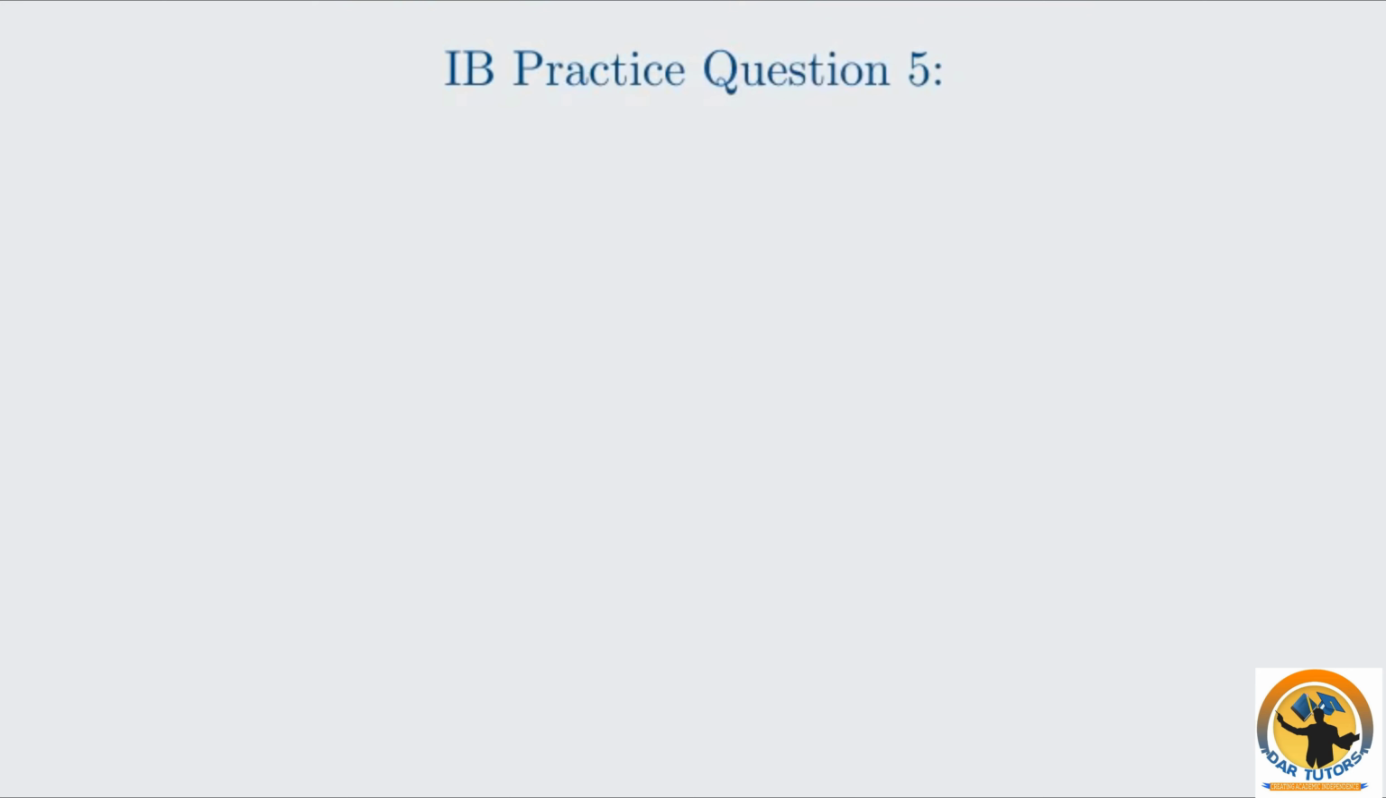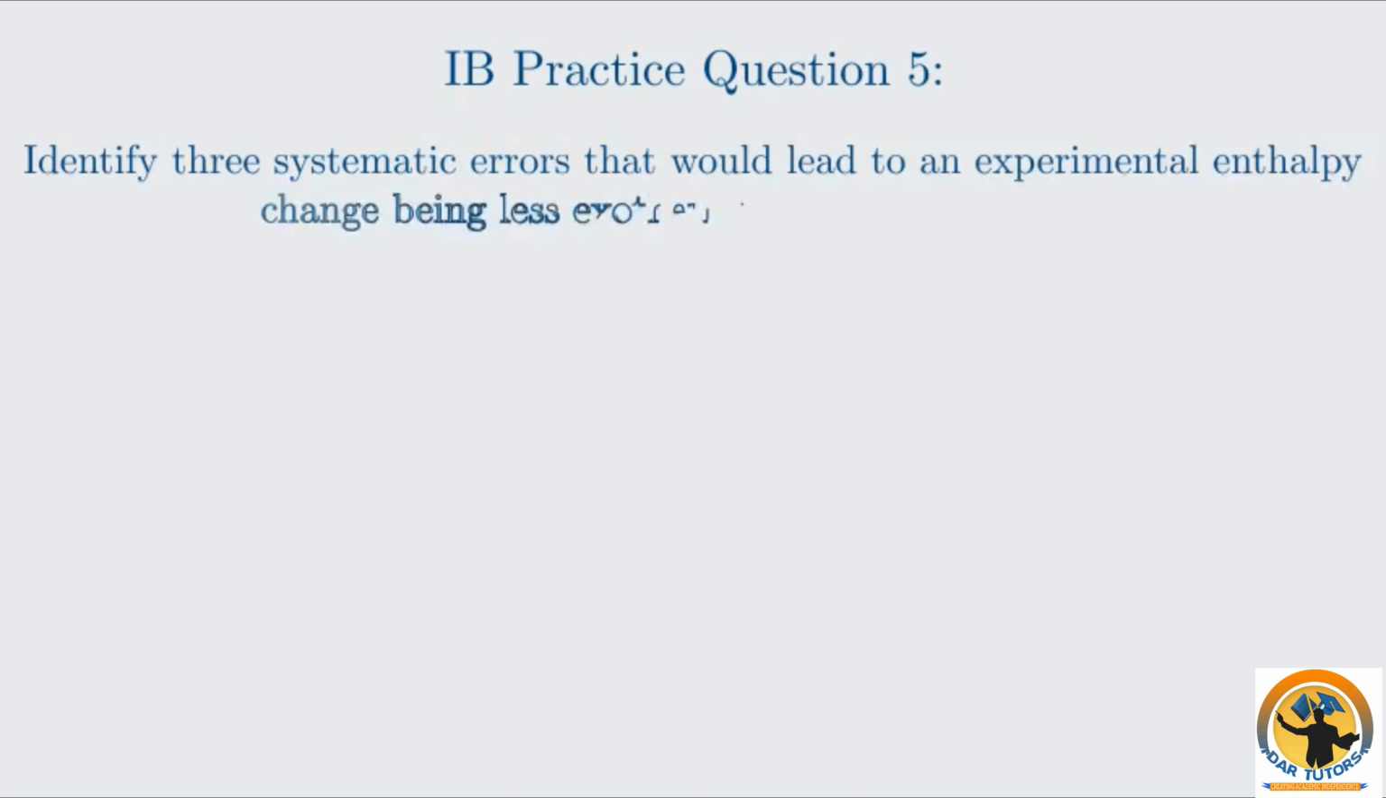Our final question is a conceptual one, testing your understanding of the common sources of error in calorimetry. Identify 3 systematic errors that would lead to an experimental enthalpy change being less exothermic than the true value. Remember, an exothermic reaction has a negative enthalpy change. If the experimental value is less exothermic, its magnitude is smaller than the true value, closer to 0. This means that the measured value of Q, the heat transferred to the surroundings, was smaller than it should have been. Let's think of reasons for that.